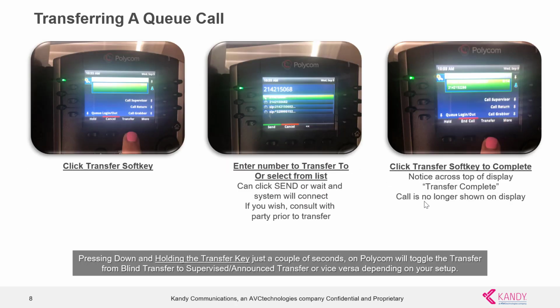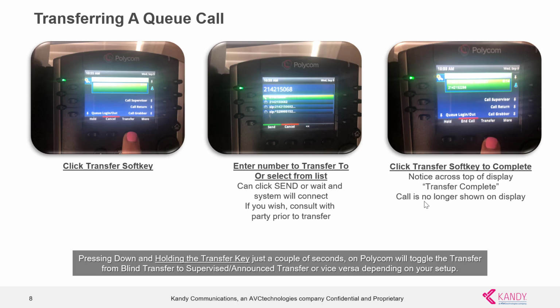If you have a call that needs to be transferred to someone else within your company or possibly transferred outside of the company, there are two types of transfer. One is blind, where you dial the number, and the call is routed immediately to the destination that you dialed.